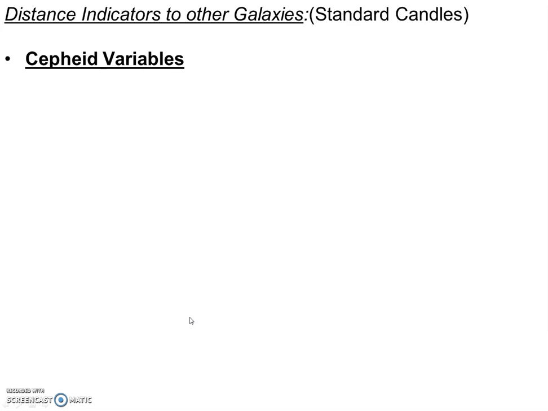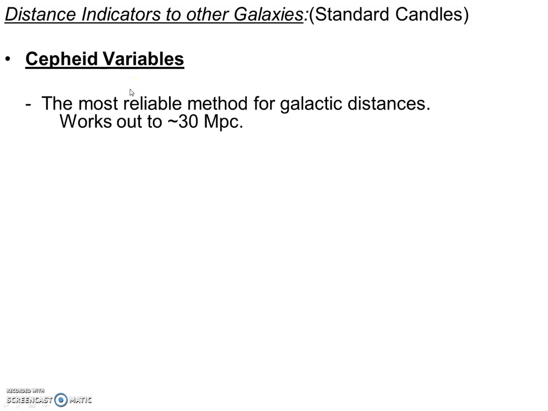So distance indicators to other galaxies, what we call standard candles. Cepheid variables are the most reliable distance indicators for other galaxies. They work out to about 30 megaparsecs. That's roughly 100 million light years. That's a long way, but we can see out way beyond that. 100 million light years is beyond the Virgo cluster. I don't think it's beyond the Hercules cluster, though. So we still need a better method beyond that.